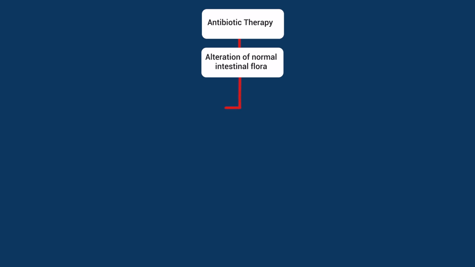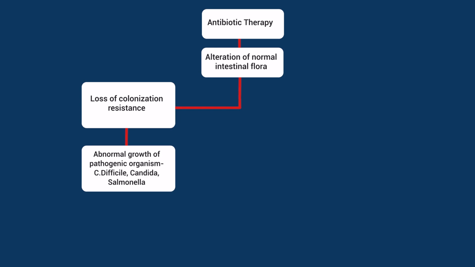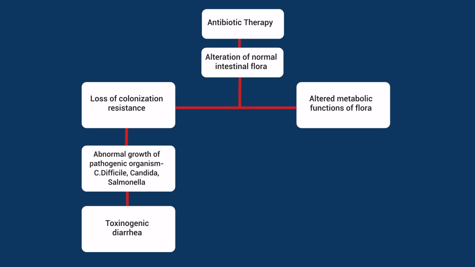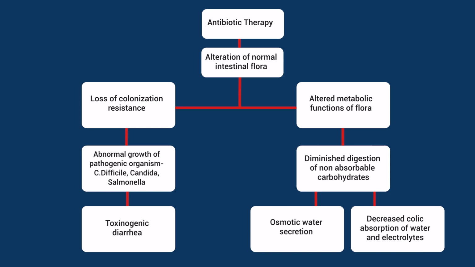result in diarrhea. First, there is a loss of resistance to colonization, as a result of which there will be an abnormal growth of pathogenic organisms such as Clostridium difficile, Candida, Salmonella, and all of this will result in toxinogenic diarrhea. The other mechanism is an altered metabolic function of the flora inherently present in the intestine, as a result of which there can be a diminished digestion of non-absorbable carbohydrates, which can result in osmotic diarrhea.